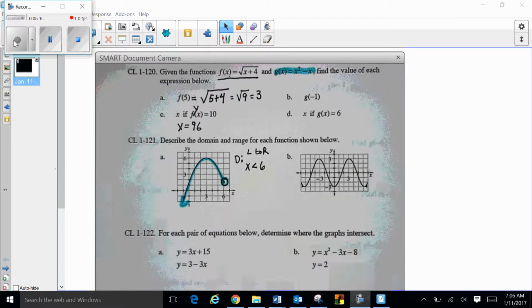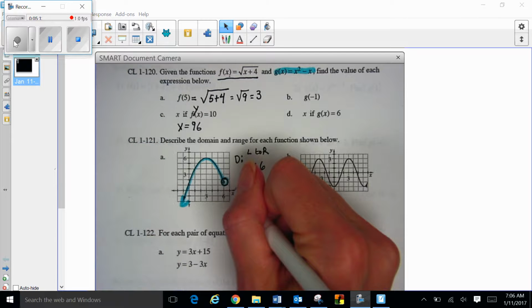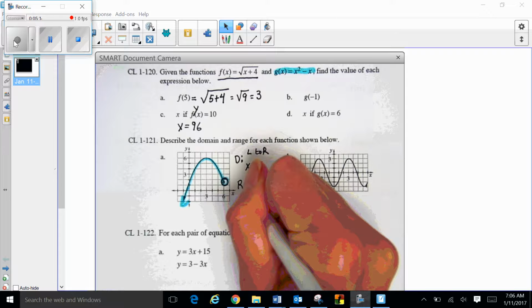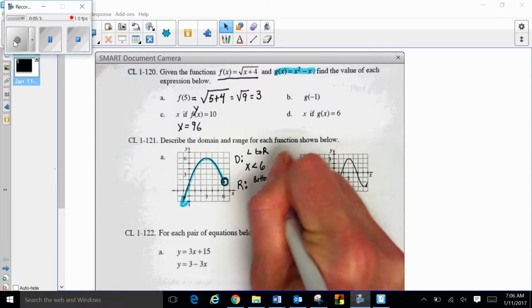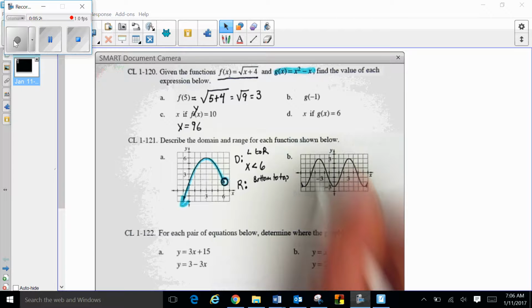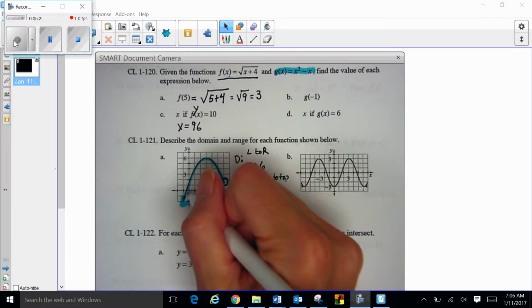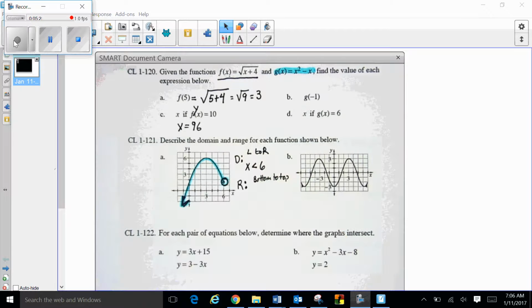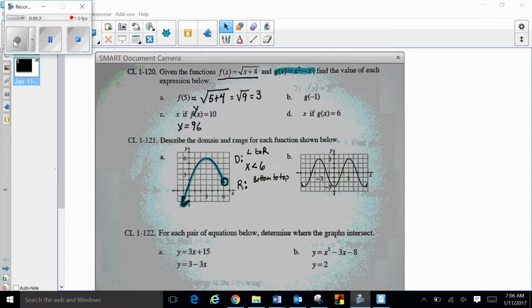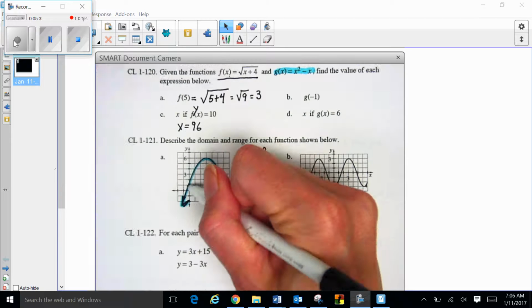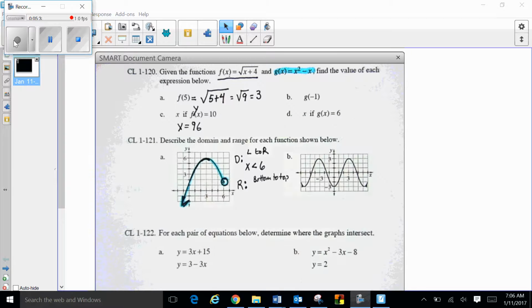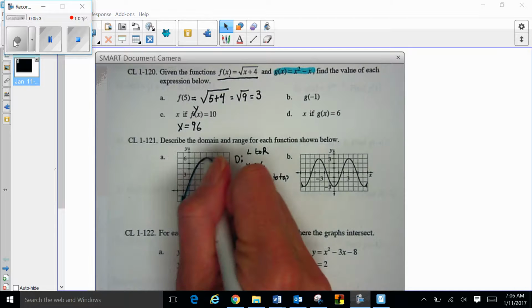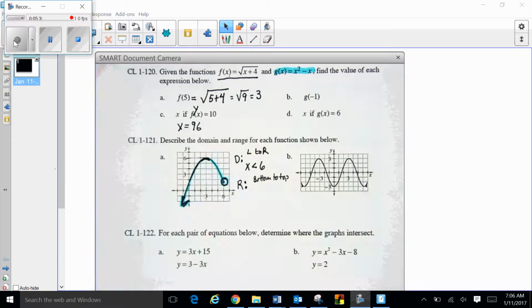However, when we go to look at our range, it is bottom to top. Again, looking at the bottom, it points down. So there is no bottom, or the bottom goes to negative infinity. But the top, if I follow this around, seems to be right here where it turns around and heads back down. Well, that is the y value of 6.